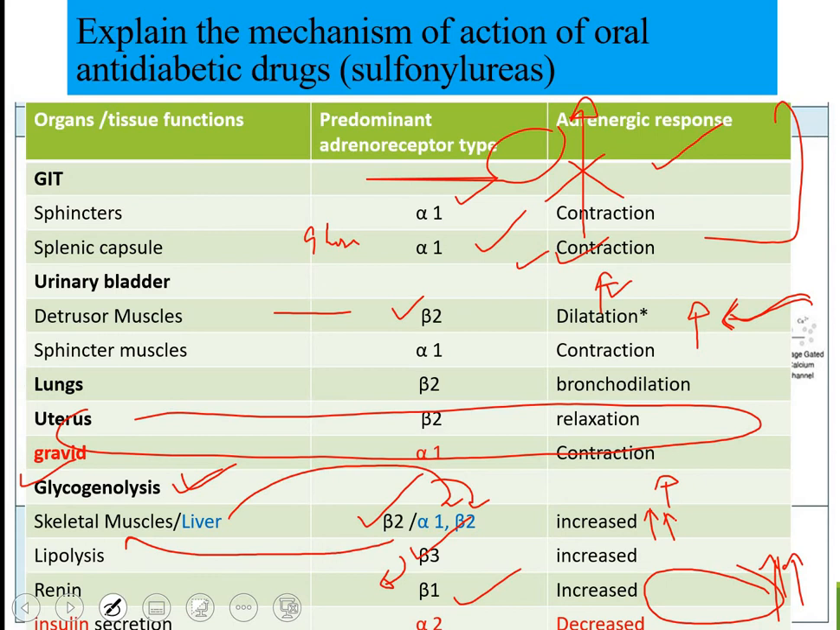Lipolysis is also increased. And remember, dear students, the renin-angiotensin system: renin secretion is also increased. Insulin secretion through the alpha 2 receptor is decreased, and this decrease in insulin will lead to increased blood glucose level. This increased blood glucose level, in case of autonomic hyperreflexia or stress, may be associated with a diabetogenic-like effect.